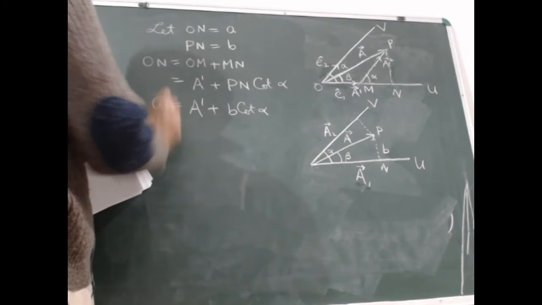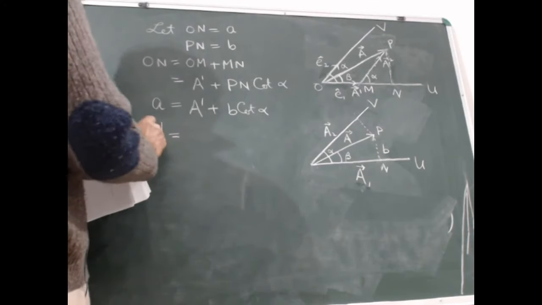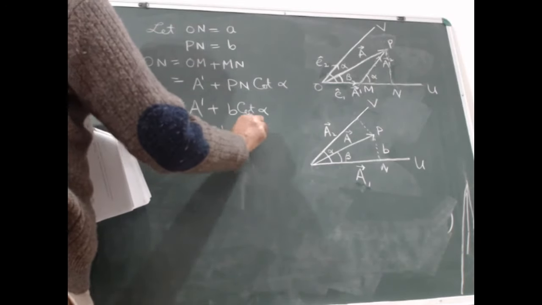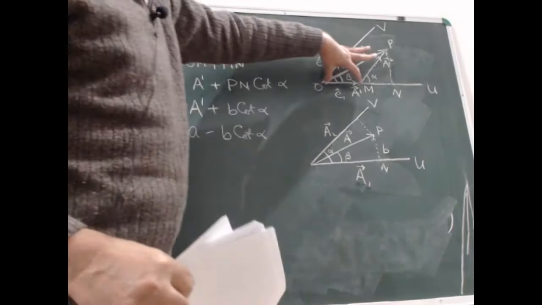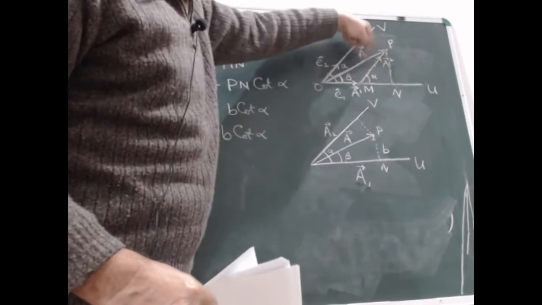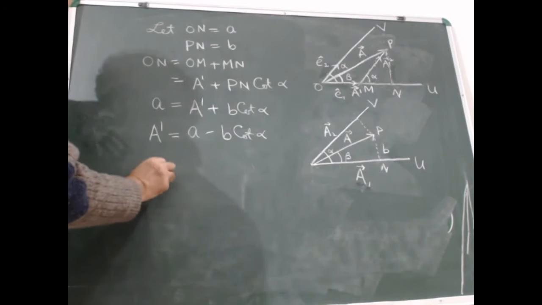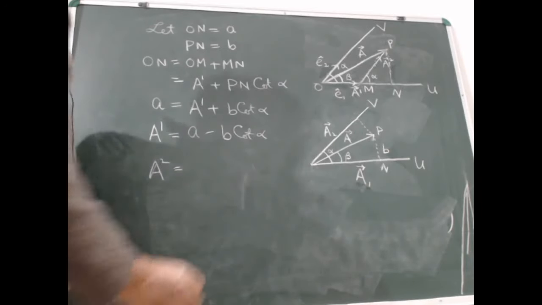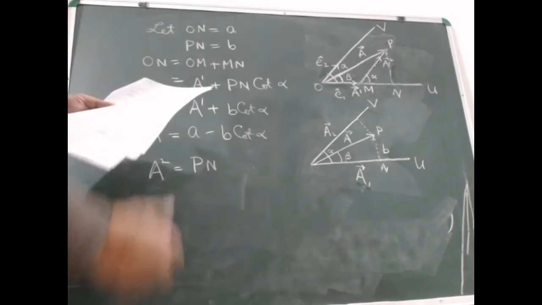OM we have taken as A, so the magnitude of the contravariant component A1 is A minus B cot alpha. Now, this is A1 and this is A2. So the contravariant component A2 is PN cosec alpha.